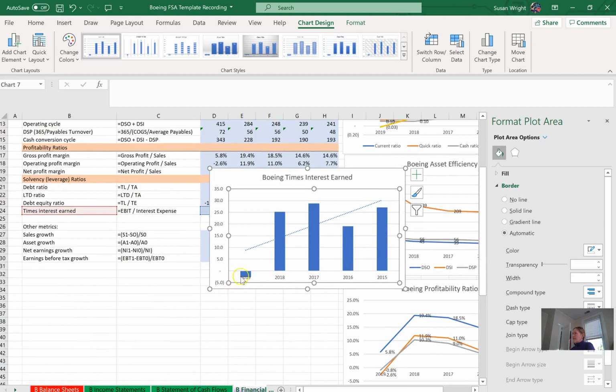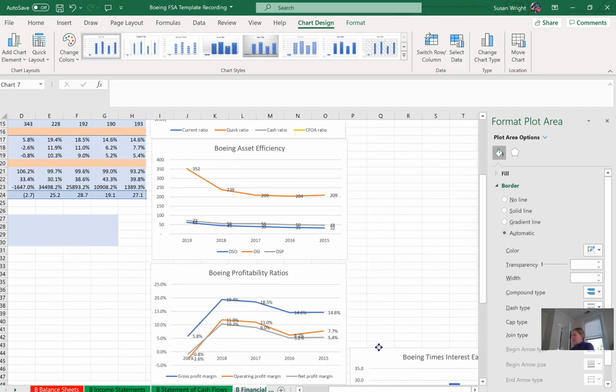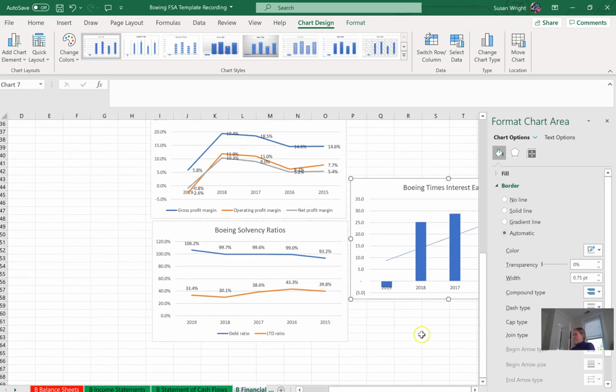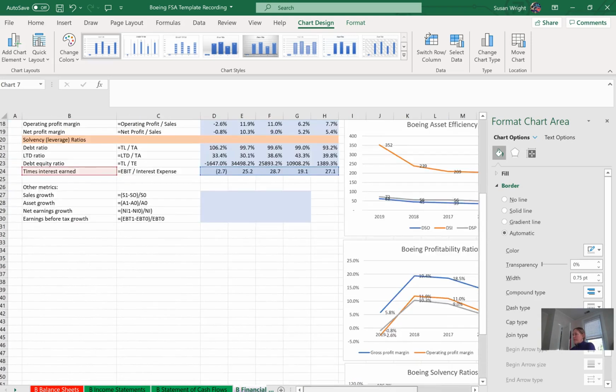Alright, that looks fine. You can definitely see there's a problem here. So put that someplace over here, right? Okay, that's it for those particular ratios.